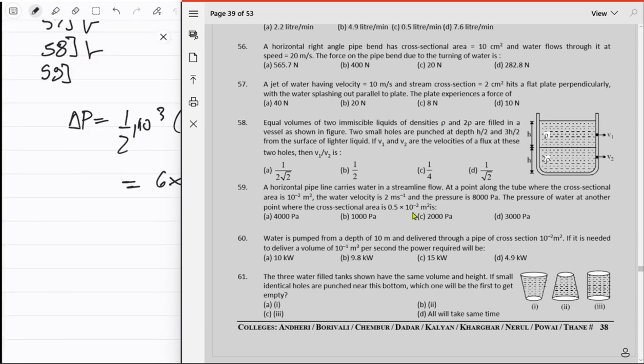And what is the pressure? It's just 8,000. So that minus 6,000 is 2,000 because now it's like faster. So yeah. So pressure at that point is 2,000 pascals. So C is the answer. Next question, 60.